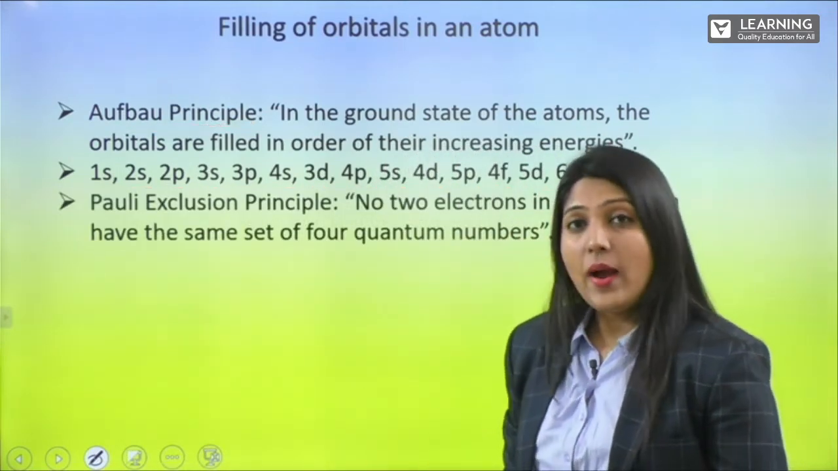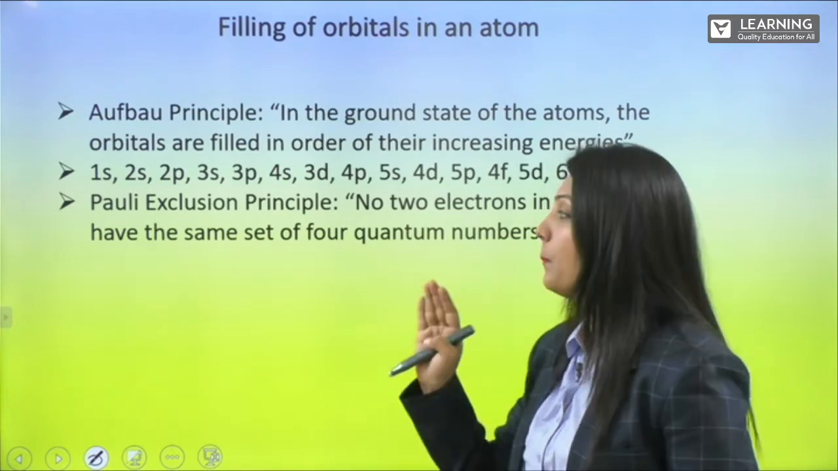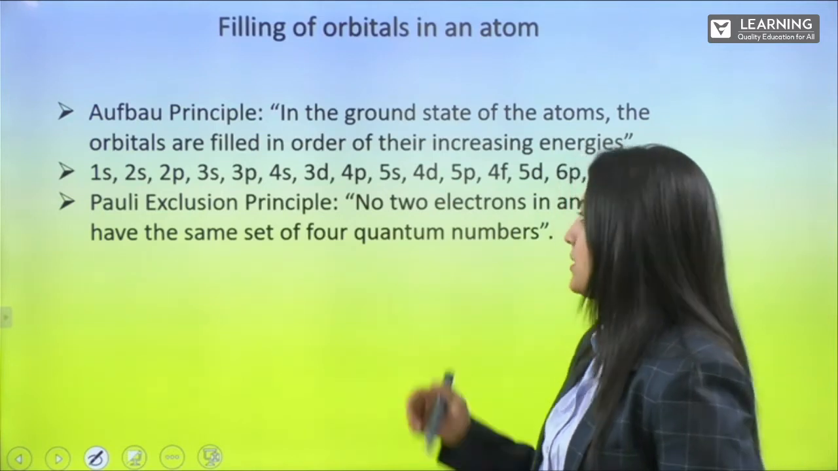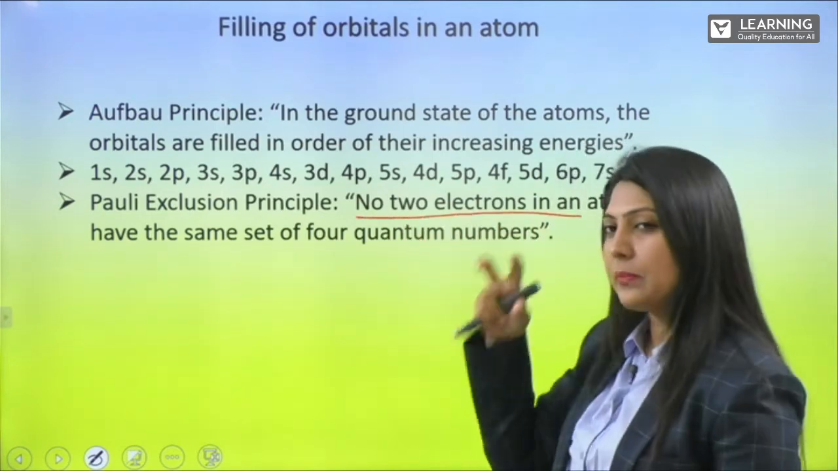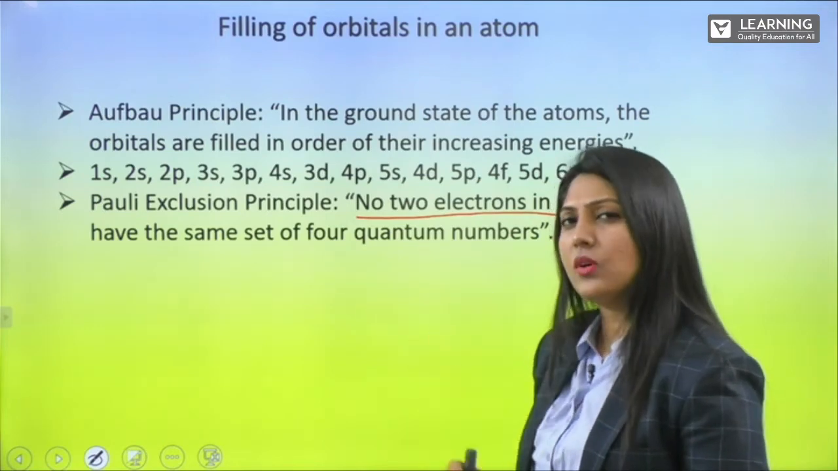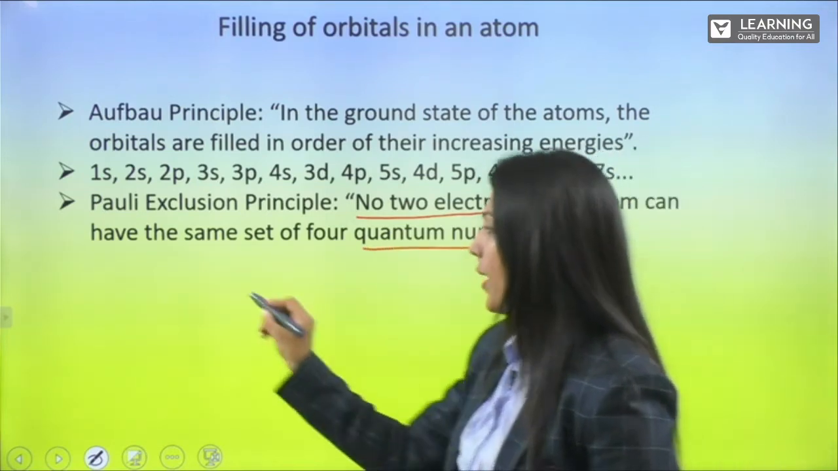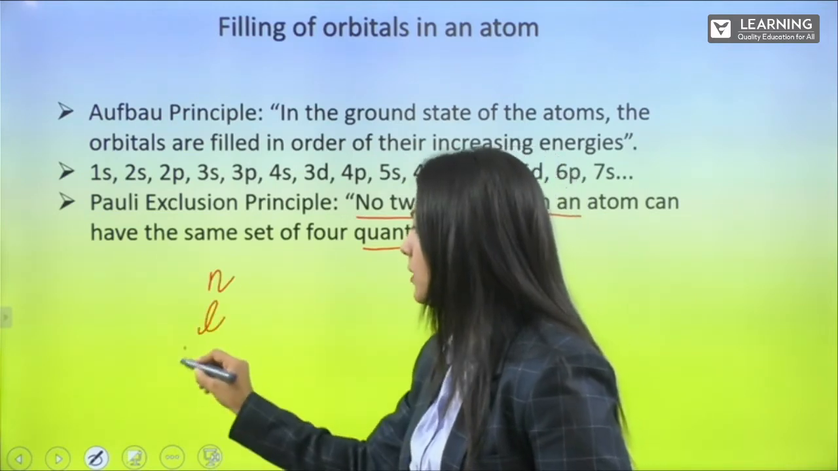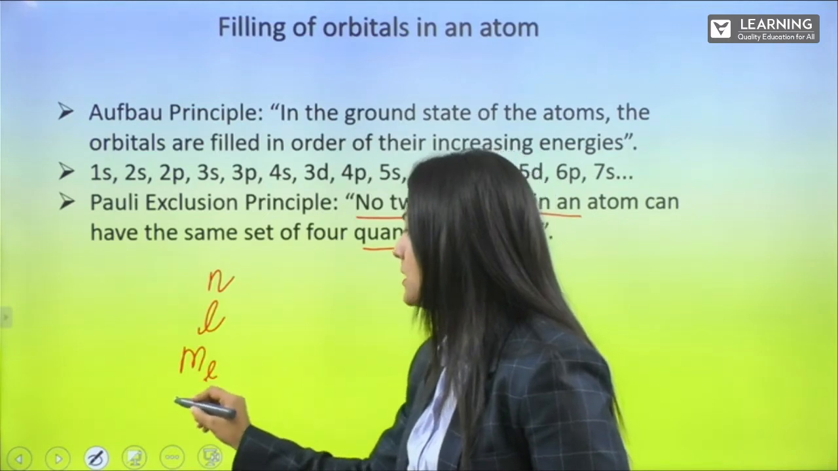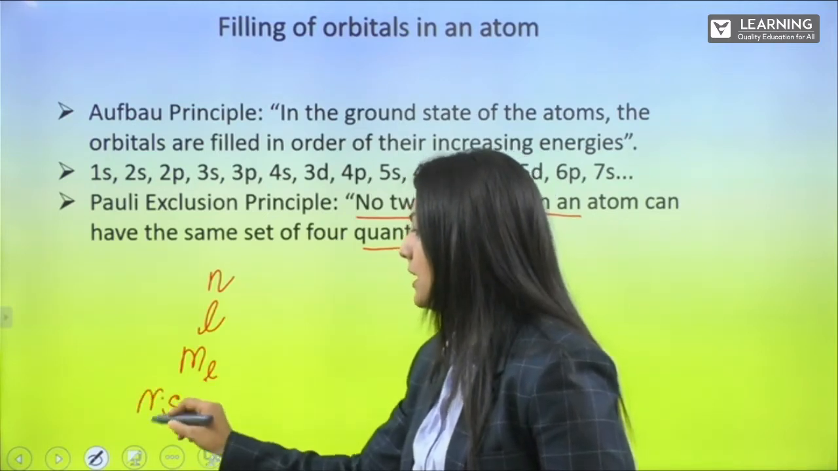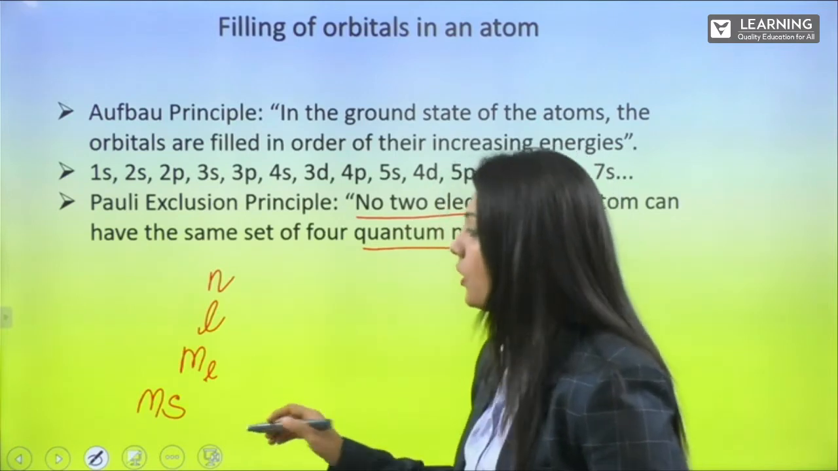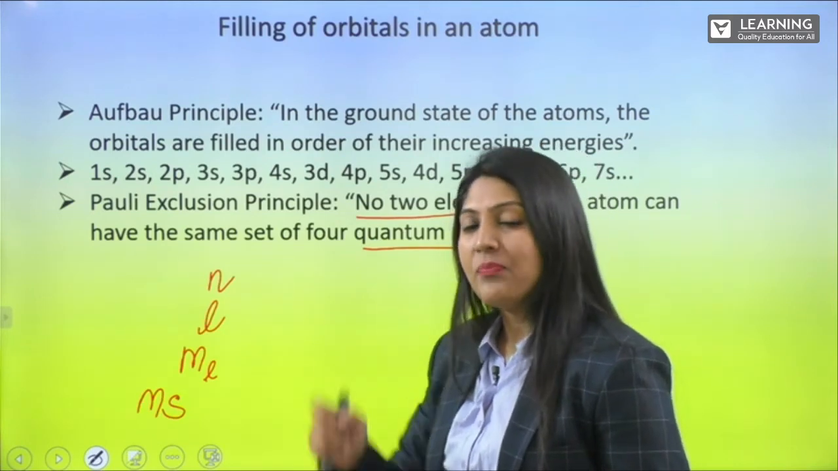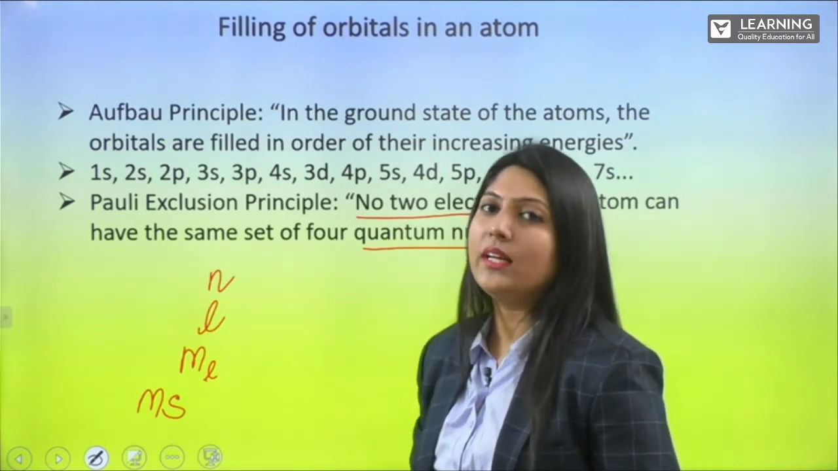Next we have one more principle, Pauli's exclusion principle. What does Pauli say? No two electrons can have all four quantum numbers the same. What are the quantum numbers we have? The principal quantum number, azimuthal quantum number, magnetic quantum number, and spin quantum number, which you can also take as ms. All these four will not be the same for any two electrons. That means each electron has its own unique address.